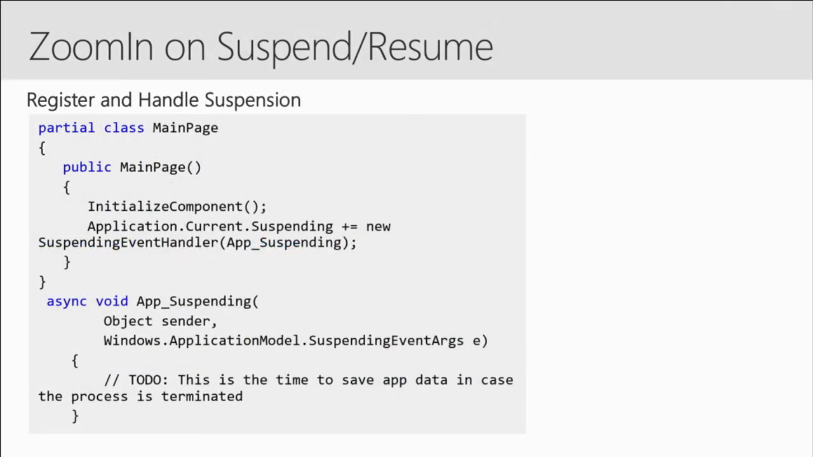Suspension is very similar. The user is not really shutting down the machine, closing the app necessarily. This could just be the user switching away, and Windows is trying to be smart about how it manages resources, and is no longer giving resources to this application. The best way to test suspend and resume is you can open up Visual Studio and actually simulate a suspension resume within Visual Studio. There are buttons at the top near the debug buttons that allow you to simulate suspension resume. That's a great way to test it out and see what happens.